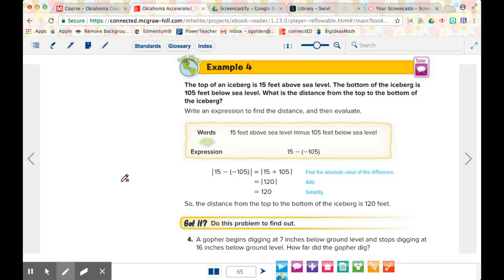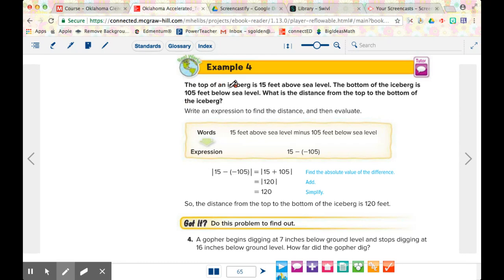Okay, so example 4 is a word problem. It says the top of an iceberg is 15 feet above sea level. The bottom of the iceberg is 105 feet below sea level. What is the distance from the top to the bottom of the iceberg? So we'll go back and circle and underline some key information, because we're finding the distance. Just like on the previous problem, we're going to set it up in absolute value and subtract.